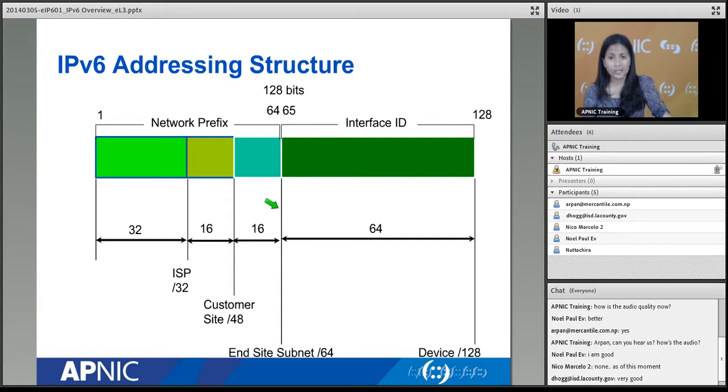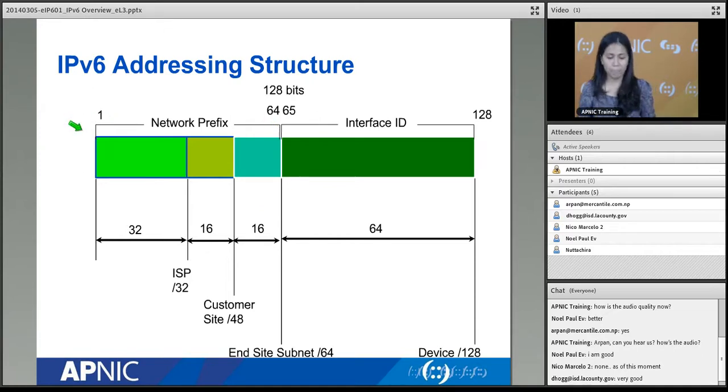So the smallest network prefix, the smallest size of IPv6 space that you can assign to a single subnet, to a single network, is a /64. So whether you have 2 computers, 2 machines, or maybe 100, or maybe 1,000 machines connected to a single VLAN in your network, then you will assign a /64 to that.